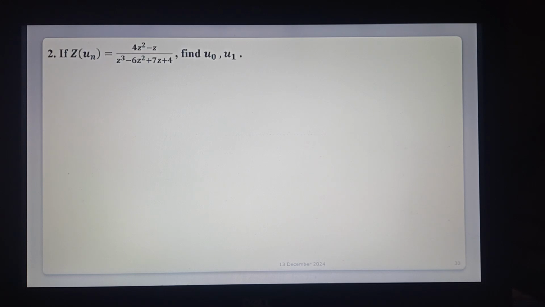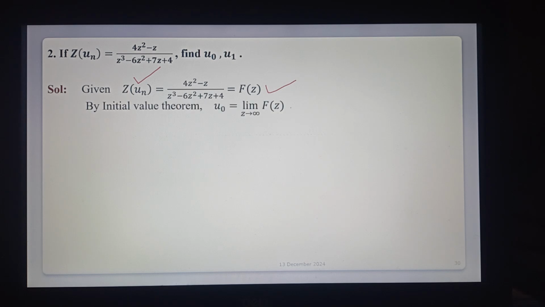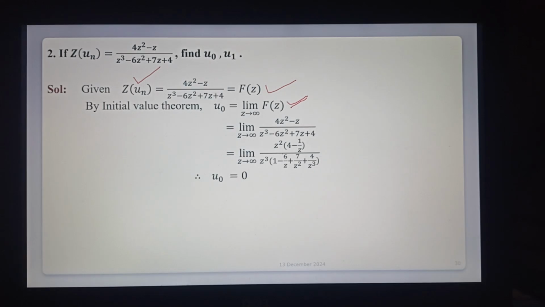Yeah, second example here. If z transform of un is equal to (4z square minus z) by (z cube minus 6z square plus 7z plus 4), find u naught and u1. So first, given z transform of un is equal to f of z. By the initial value theorem, u naught is equal, by the same procedure as the previous problem, to limit z tends to infinity f of z. Now we take the common highest power of z in the numerator and the denominator: z square common in the numerator, z cube common in the denominator. So z square by z cube means 1 by z, and 1 by infinity is equal to 0. So u naught is equal to 0.